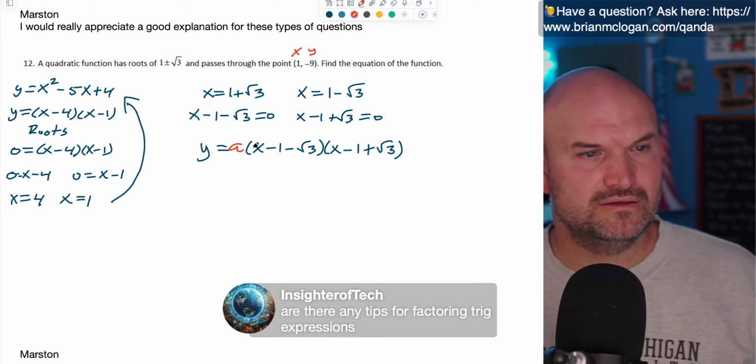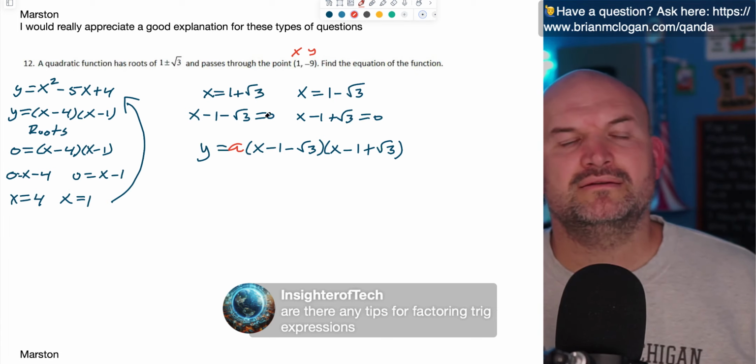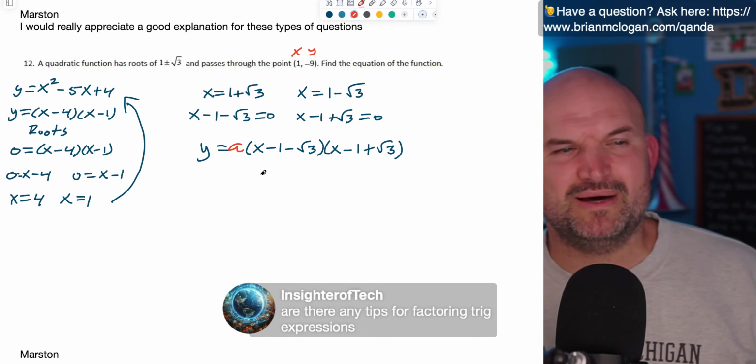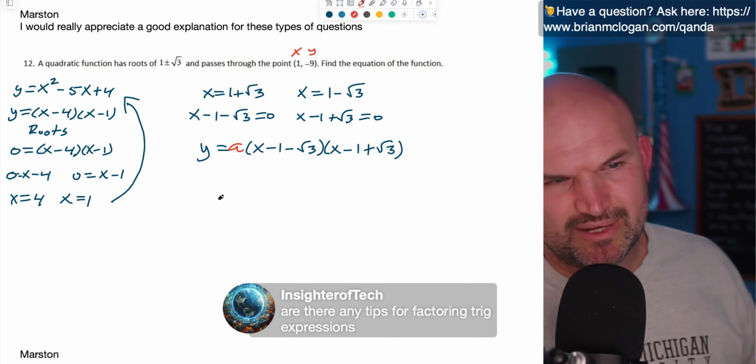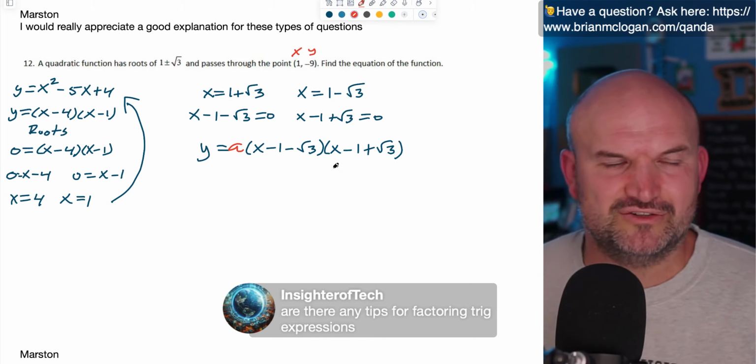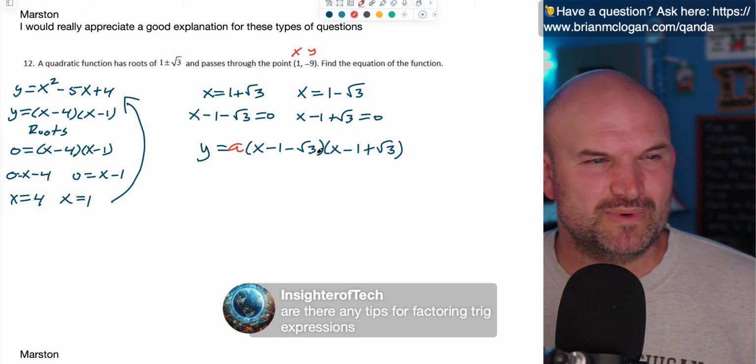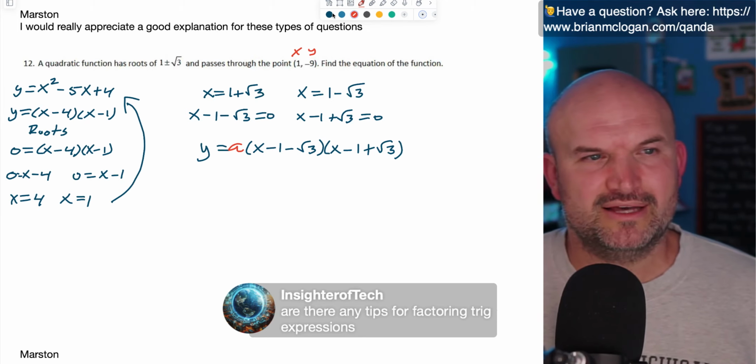Actually, no, let's go ahead and multiply. I didn't multiply this back out, but I was wondering, could we actually just multiply it right now? It's in factored form. So why would we need to multiply this out? Let me actually work it out like that, because we're just looking for a, right?